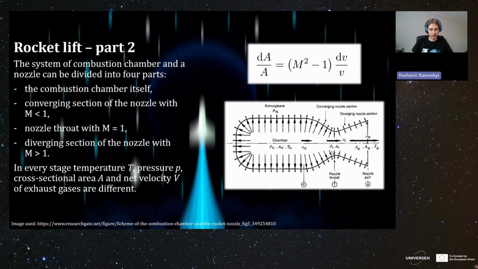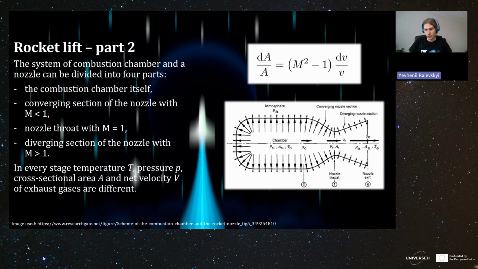So it accelerates. In the region here, where is the throat, we would not explain what is going on here. It's just a point where those two sections, convergent and divergent nozzle section, meet each other with M equal to 1. So, from a mathematical point of view, nothing happens here.